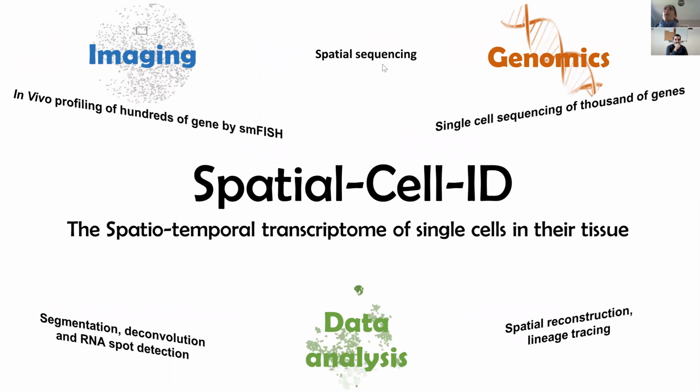So basically, the idea behind Spatial-Cell-ID is to study the spatial temporal transcriptome of single cells in their tissue of origin. And this is based on three big modules: one that is imaging, another one that is genomics, and one to link all of this, data analysis. We will explain all of this in detail now.